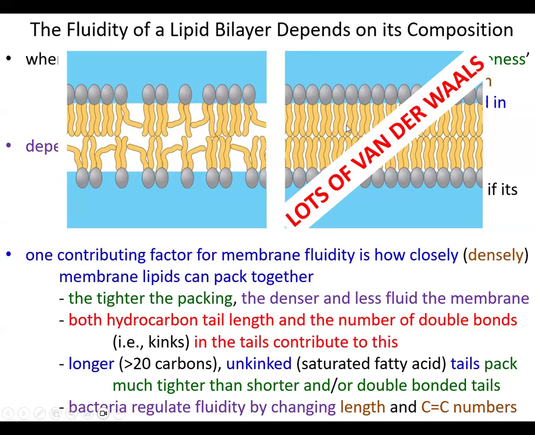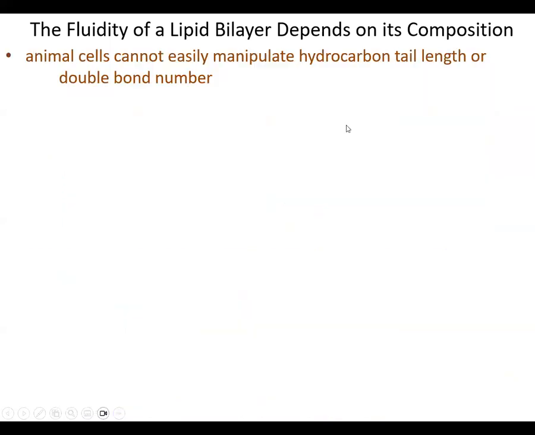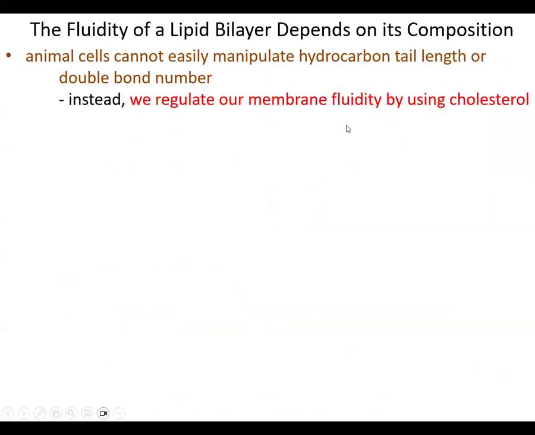Bacteria have enzymes where they can lengthen or shorten their fatty acid tails and introduce or take away double bonds and kinks. So bacteria are tailoring the density of their membranes to what they need in any given environment based on changing and modifying the length of fatty acids and the presence or absence of double bonds. We don't do that. We can't easily manipulate our hydrocarbon tail length or our level of saturation. And so we need to regulate our cells' membrane fluidity in a completely different way. And we do it through the use of cholesterol.